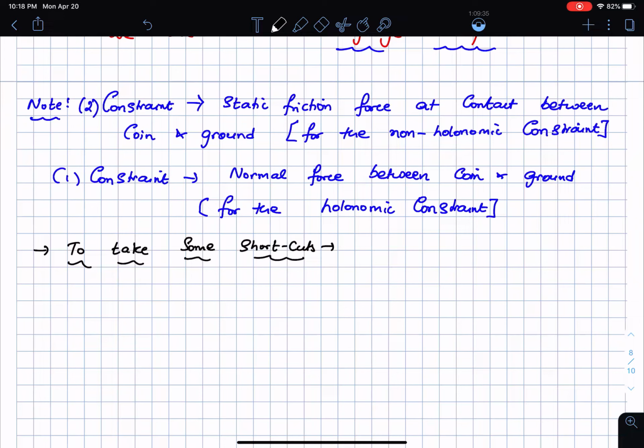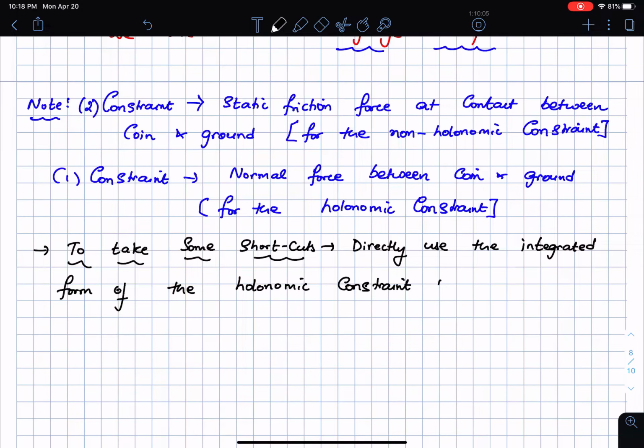I will directly substitute for the holonomic constraint wherever I see z dot. Okay, so I will directly use the holonomic constraint, the integrated form of the holonomic constraint, in the Lagrangian, as you will see.